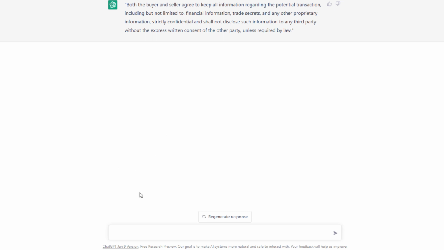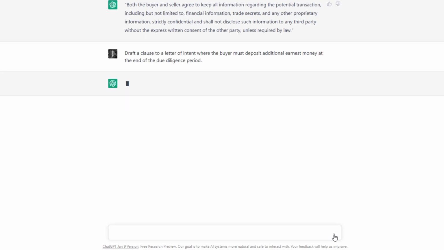And so let's go ahead and give the prompt. Draft a clause to a letter of intent where the buyer must deposit additional earnest money at the conclusion or at the end of the due diligence period. Okay, so just a simple prompt. Let's see what the AI comes up with.